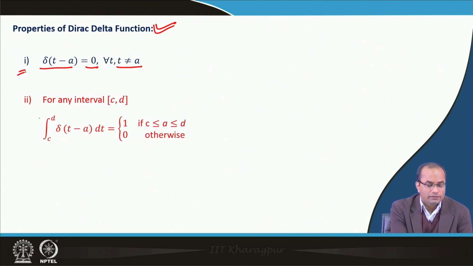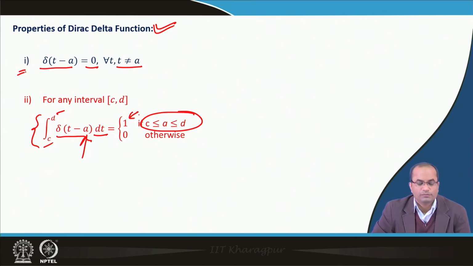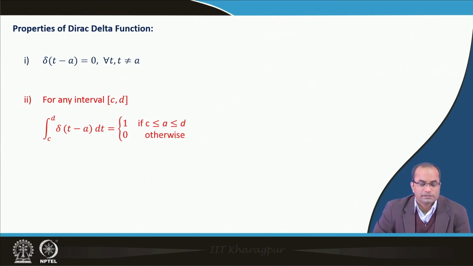And when we integrate this delta t minus a over some interval c to d, if this interval c to d contains that point a, then the value of this integral is going to be 1, otherwise the value of this integral will be 0.